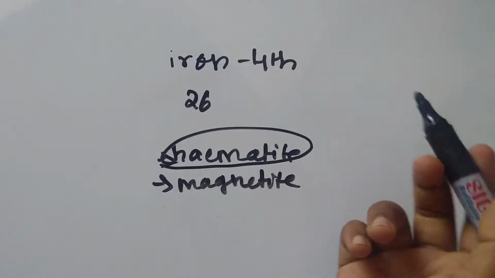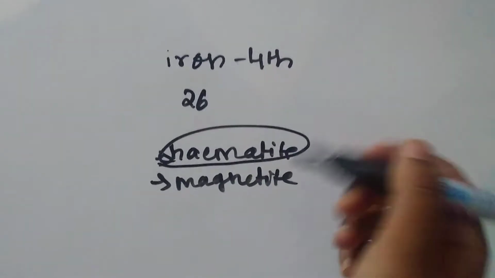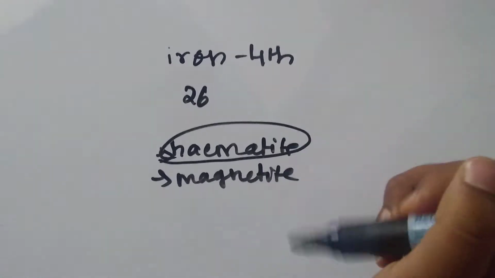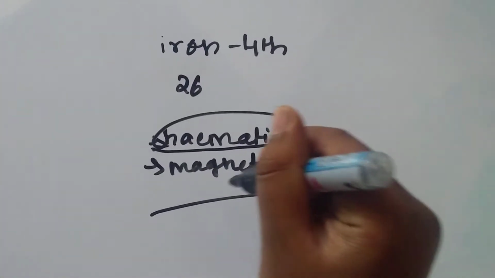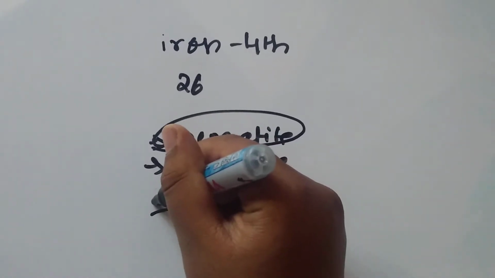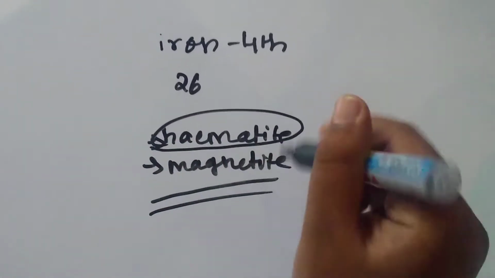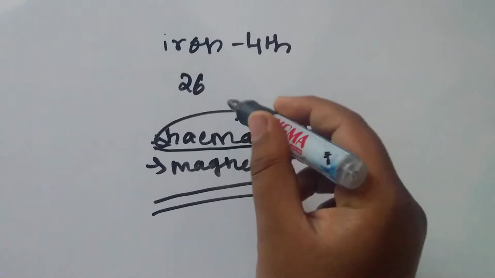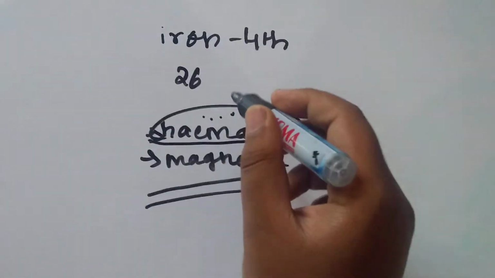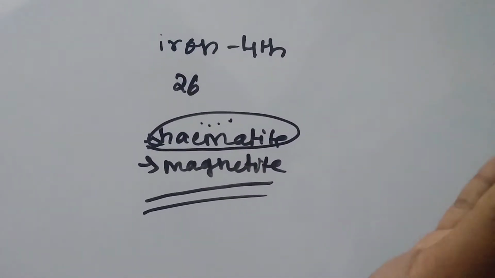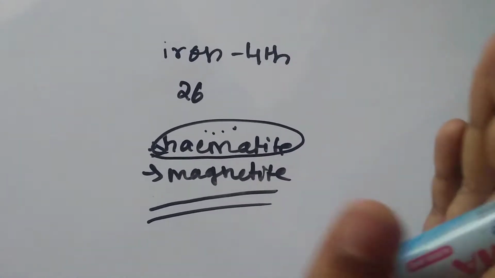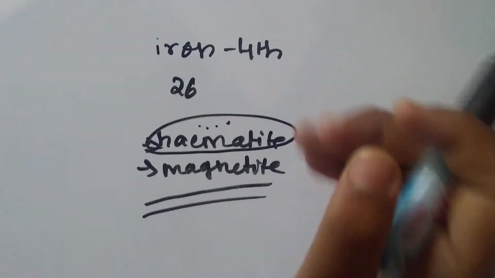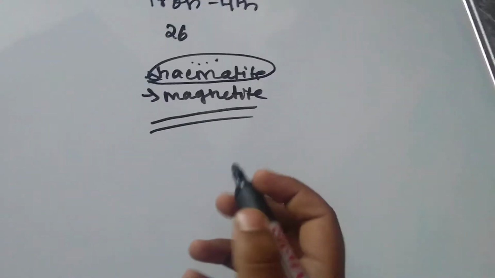There may be some common doubts. Why not magnetite? Why only hematite? Magnetite has other uses like making magnets and many other various types of uses. But hematite does not have any use. Therefore, instead of letting it go to waste, we use hematite as the ore from which iron is to be extracted. And you need to be aware of some common terms.